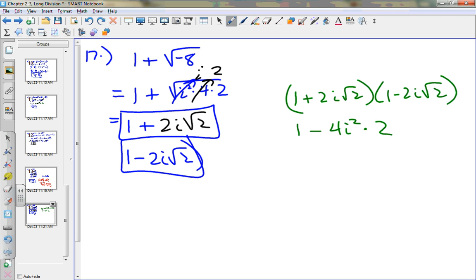Because the square root of 2 times the square root of 2 is the square root of 4, and the square root of 4 is 2. So that's going to be 1 minus 8i squared. And what happens to the 8i squared? That turns into plus 8. So 1 plus 8 is 9.